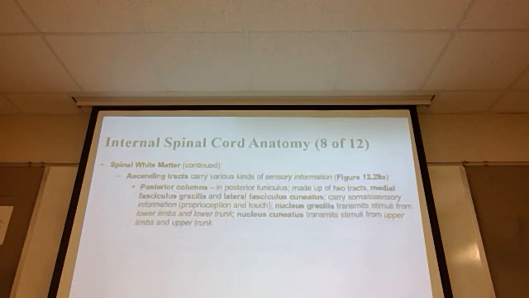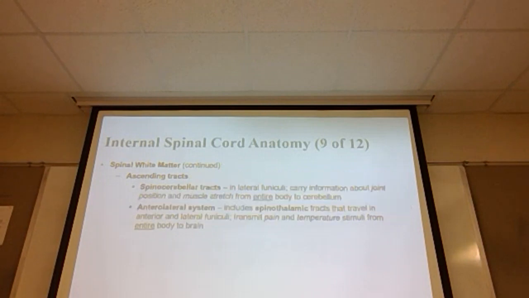The posterior columns found within the posterior funiculus make up two tracts. You have the medial fasciculus gracilis and the lateral fasciculus cuneatus. These contain somatosensory information, touch, feel, those kinds of things. The nucleus gracilis transmits stimuli for the lower limbs and the lower trunk. The nucleus cuneatus transmits stimuli for the upper limbs and the upper trunk.